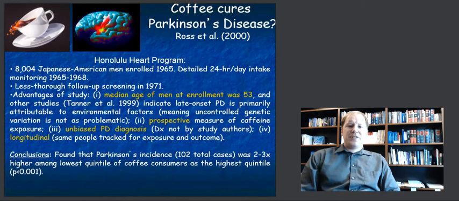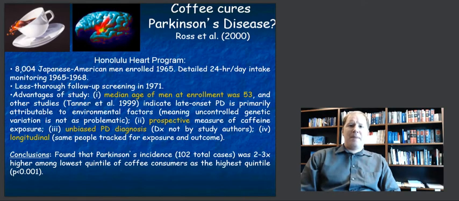The advantages of this study are severalfold. Number one, the median age of these men in this study was 53. And what's nice to know about that is that Parkinson's disease has both early and late onsets. Early onsets are people like Michael J. Fox, the actor, who contracted it at a young age. That's typically due to genetic conditions. But it's thought from other studies that have been done, late onset Parkinson's disease coming in middle or elderly age is typically due to environmental factors instead of genetic factors.